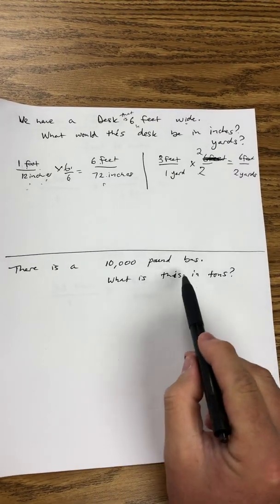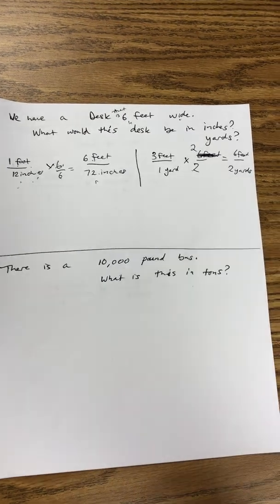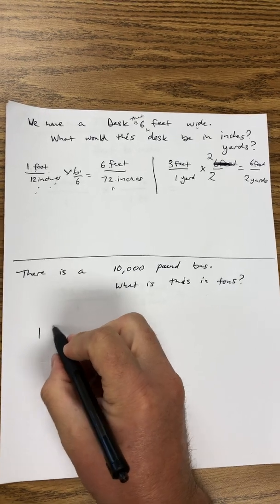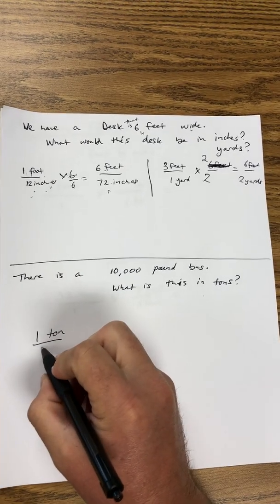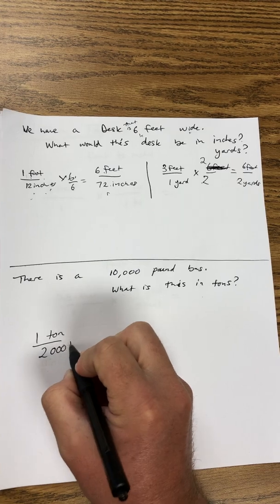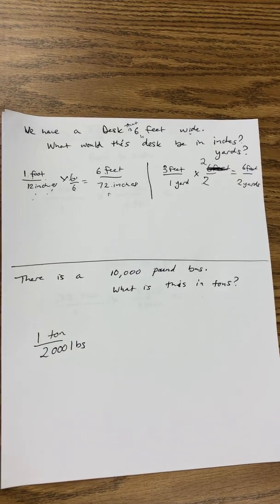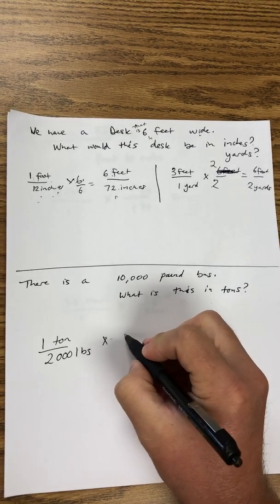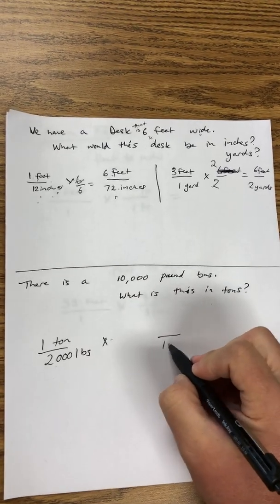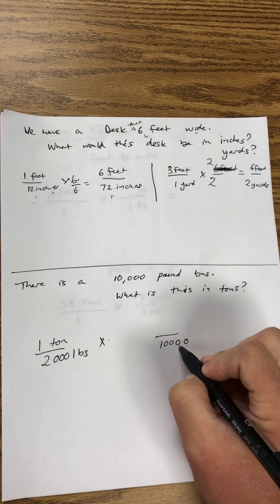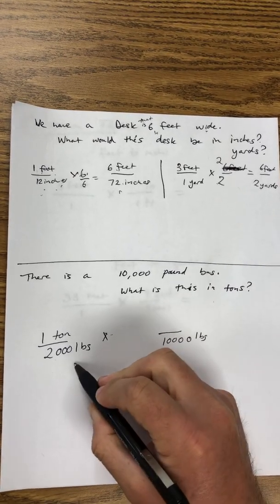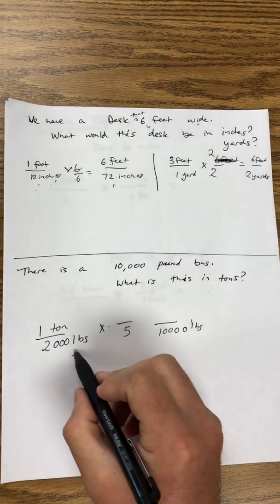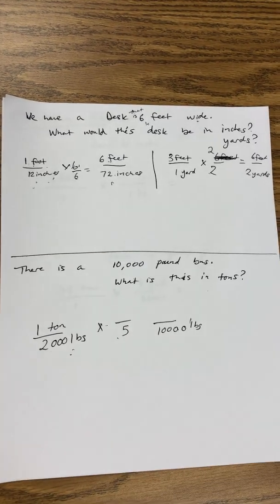There is a 10,000-pound bus. What is this bus's weight in tons? Well, I know that 1 ton is 2,000 pounds. So if I want to get to 10,000 pounds, I'd have to think here, what would I multiply 2,000 by to get to 10,000? And that is 5. 2,000 times 5 would be 10,000.